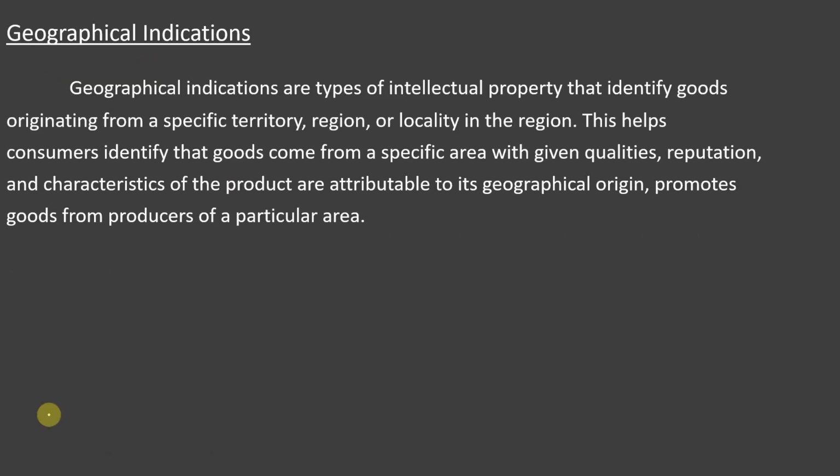Geographical indications are types of intellectual property that identify goods originating from a specific territory, region or locality in that region. So, a geographical indication is also a kind of intellectual property which helps in recognizing and identifying the goods which come from a specific territory in India.